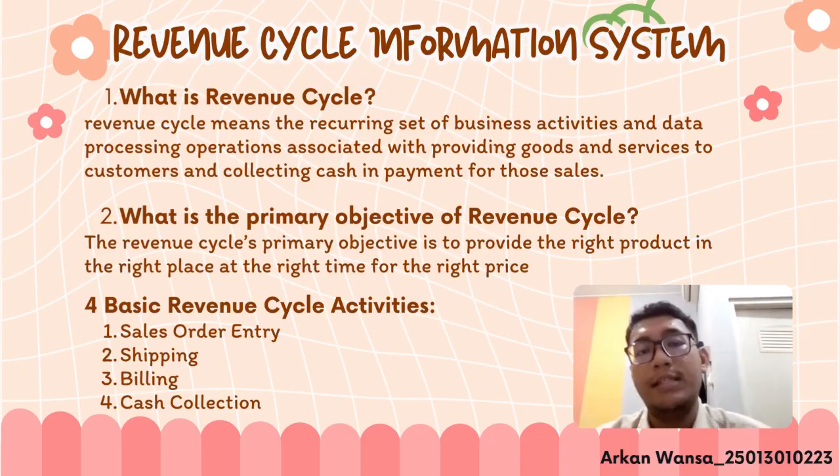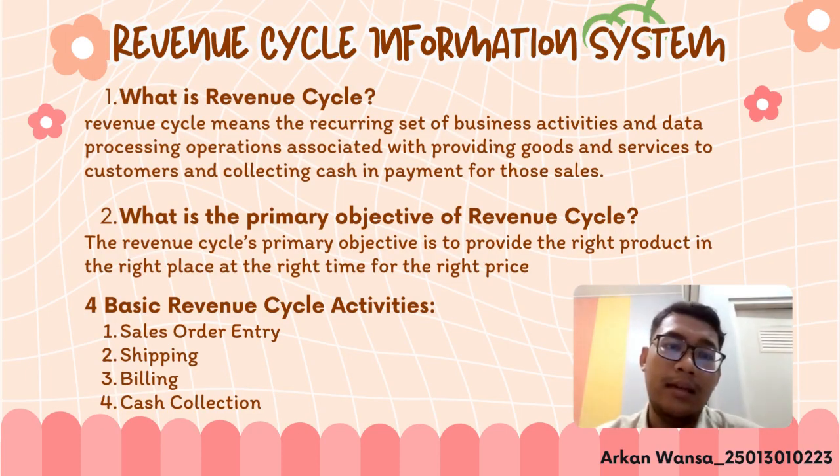The answers to those questions guide how an organization performs the four basic revenue cycle activities. The first one is sales order entry, the second is shipping, third is billing, and fourth is cash collection. All of these activities will be explained later in this chapter.